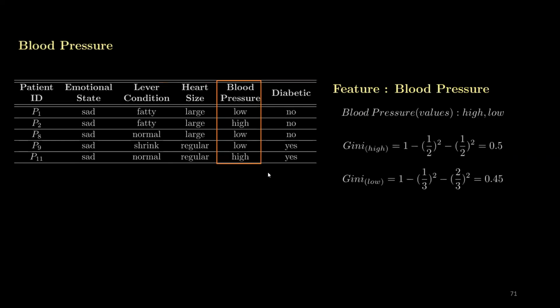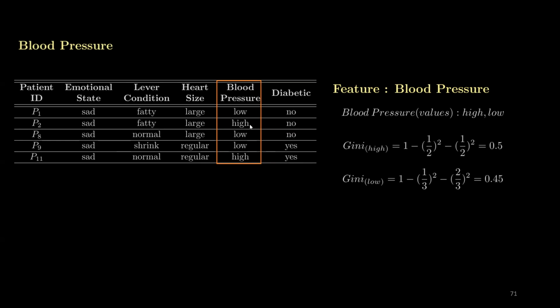Now move on to the next feature, which is blood pressure in this case. Blood pressure has 2 entries, high and low. If we count high, high has 2 entries, 1 with no and 1 with yes.